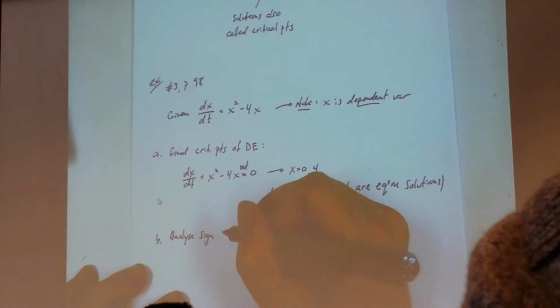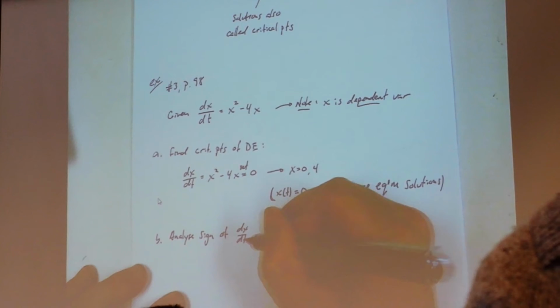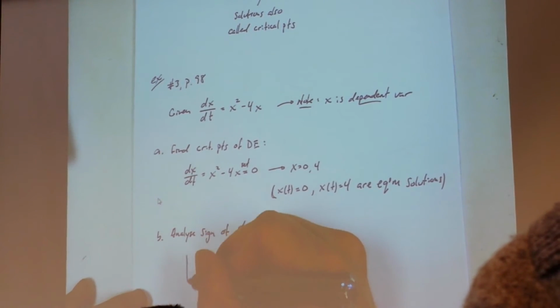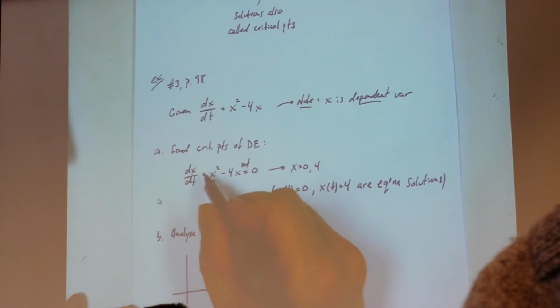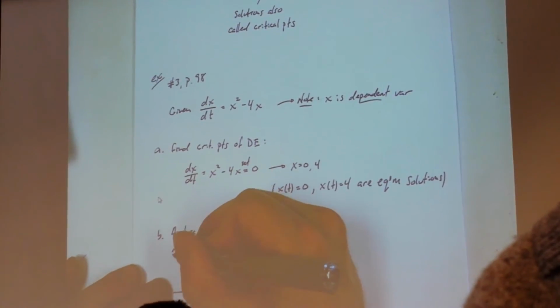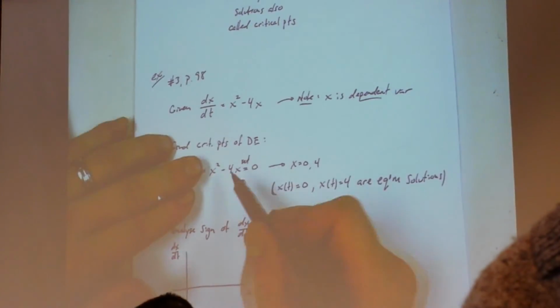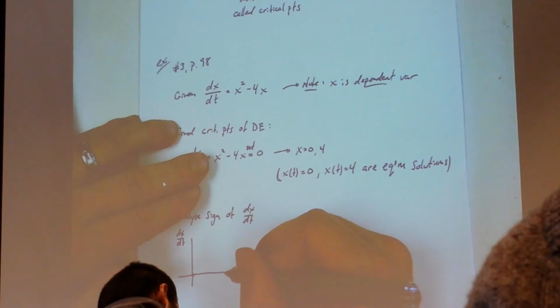We're going to analyze the sign of dx/dt. This is like the graph we had before, except I'm not graphing x as a function of t, I'm graphing dx/dt as a function of x. Well, I know what this looks like, right? We got zeros at 0 and 4.